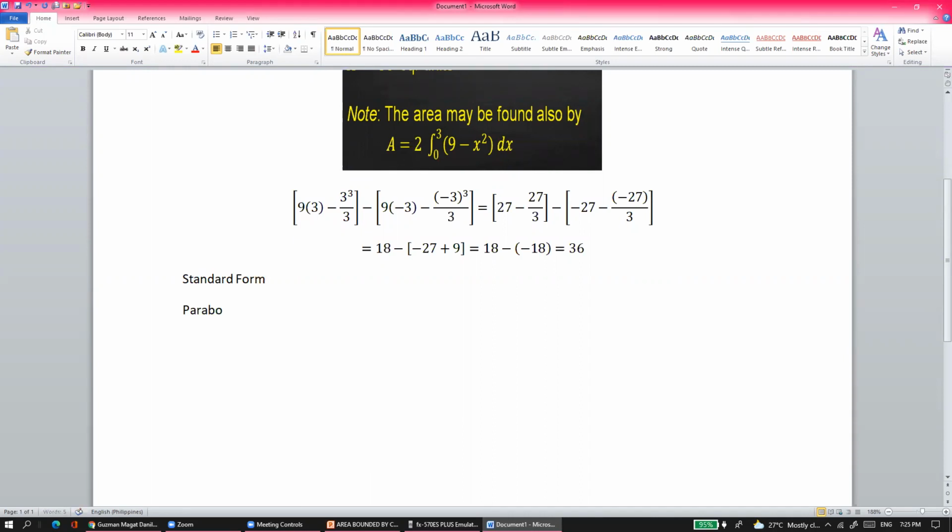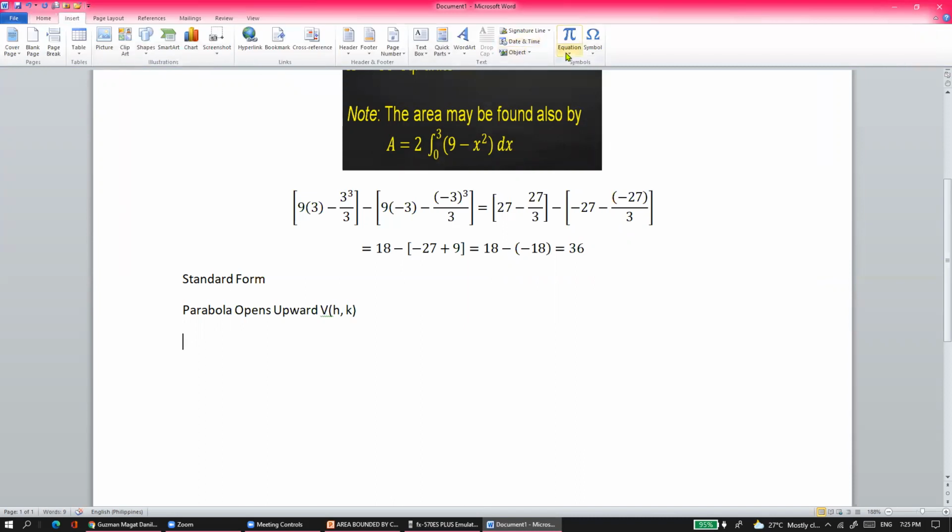Okay. Parabola opens upward. Vertex, h and k. So, paano magiging upward yan? Ito yung sinusundan nating format. So, kung ita-type ko yan, dahil upward yan, look at the equation that I'm going to type.